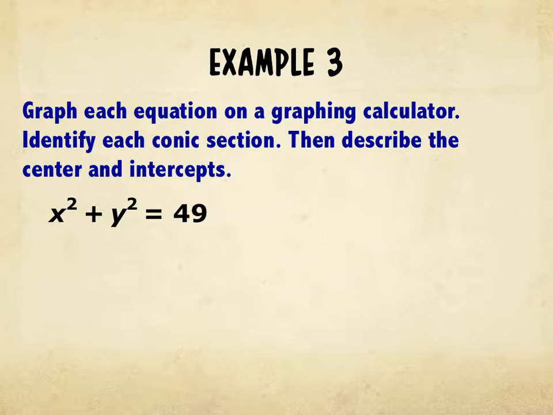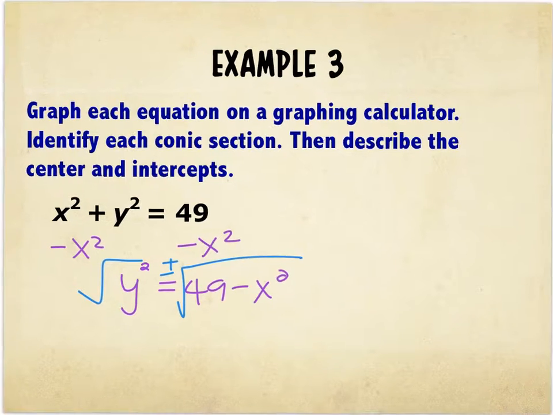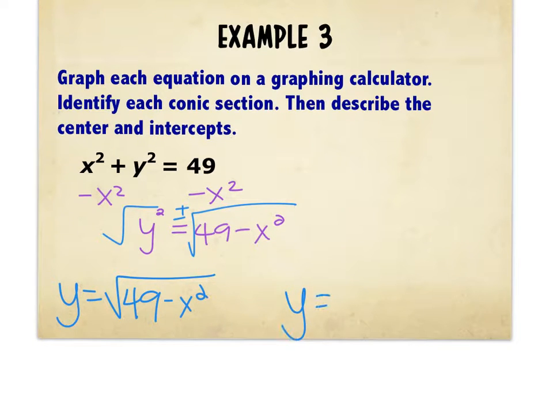All right, so I'm going to subtract the x squared and get y squared equals 49 minus x squared, and then square root both sides, making sure I put a plus and minus in front of the root. So I have two equations here. y equals a positive square root of 49 minus x squared, and y equals a negative square root of 49 minus x squared. This is a good question because it came up a couple times.